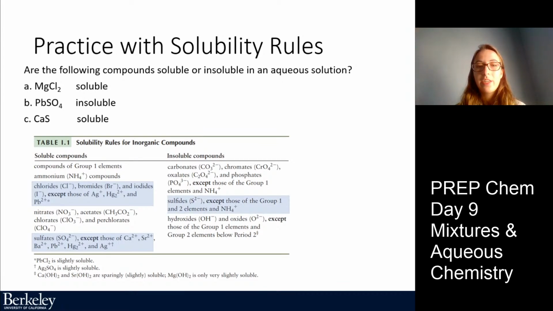And then in our third example, we had calcium sulfide. If we go over to the right-hand side of this table, we see an entry that describes what to do if there's a sulfide in your compound. This rule says that sulfides are insoluble except those of the group 1 and group 2 elements. Calcium is a group 2 element, so that means that this is actually a soluble compound. Again, that's because calcium is one of the exceptions to this rule.